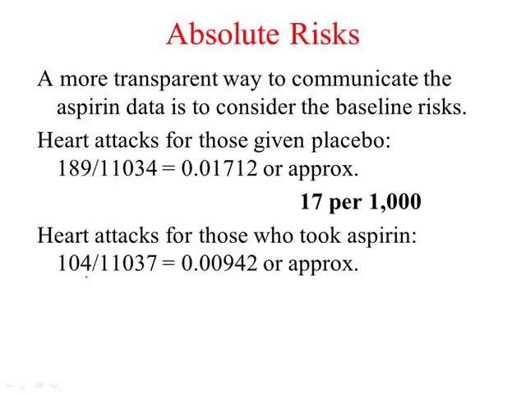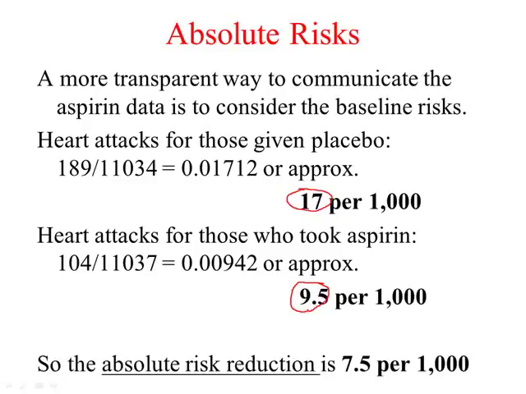For those who took aspirin, 104 out of 11,037 had a heart attack, and this works out to, in whole numbers, 9.5 per 1,000. So, between 9 and 10 people for every 1,000 who were taking aspirin had a heart attack. So our absolute risk is simply the number in our placebo group minus the number in our aspirin group. How many fewer people are having heart attacks in the aspirin group? 7.5 per 1,000. So aspirin has an absolute risk reduction of 7.5 per 1,000.